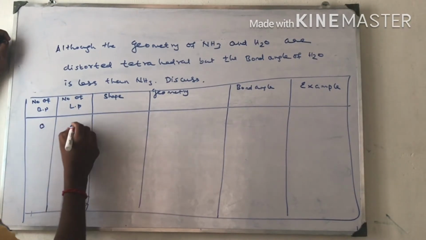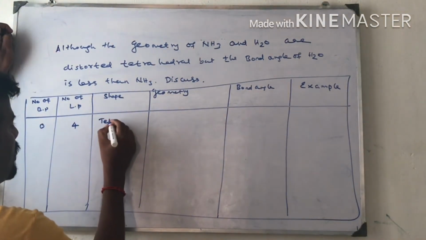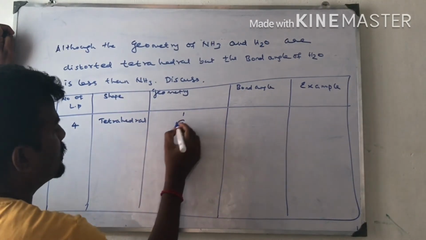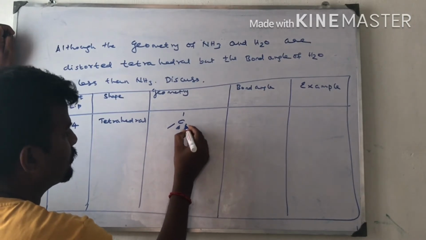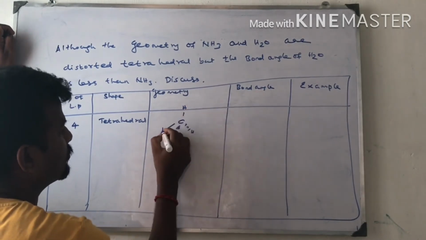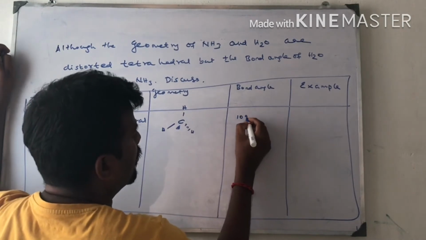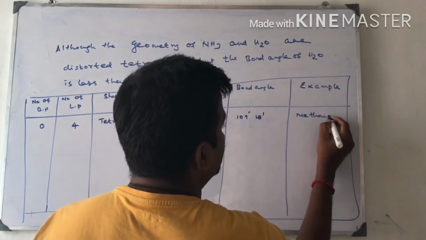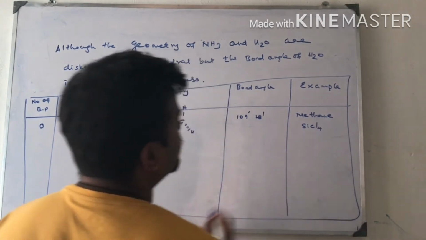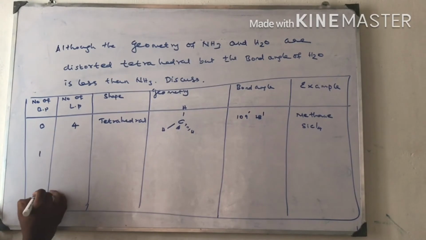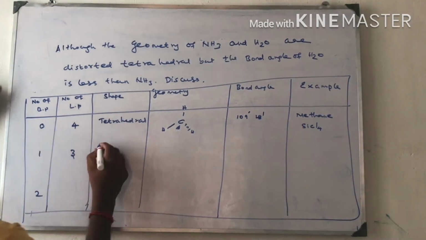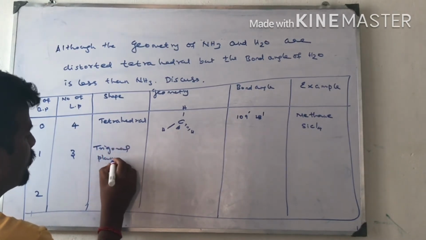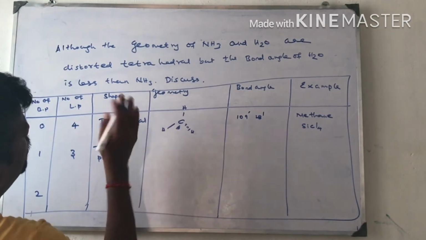Number of lone pair 0, bond pair 4, shape tetrahedral. Example geometry is methane. And bond angle is 109 degree 28 minutes. Example methane, say SiCl4, silicon tetrachloride. Then 1, 2, 3 bond pair with one lone pair: this is trigonal pyramidal shape, or distorted tetrahedral, both are the same.